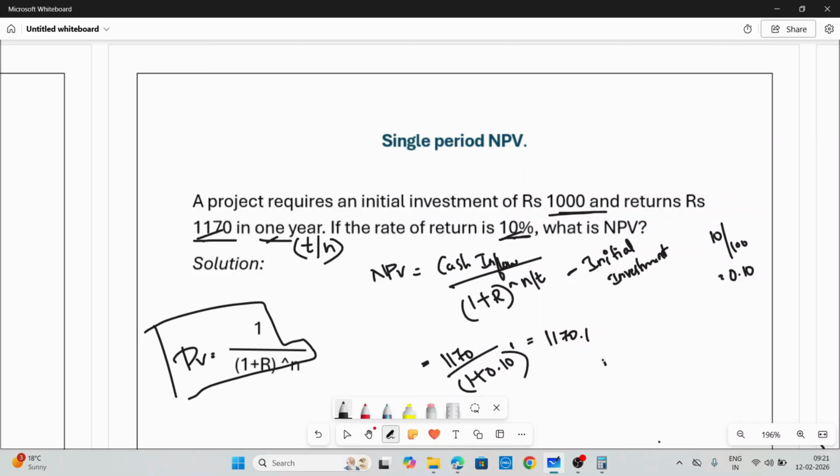So now let's calculate NPV: 1170 minus initial investment, right? We have not done this. What is the initial investment? It's 1000 rupees. So what's the difference amount? It's 170. So this 170 rupees is the NPV.